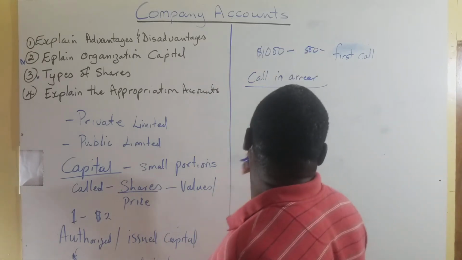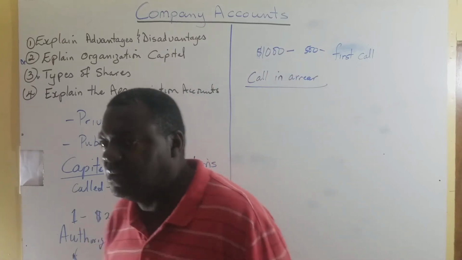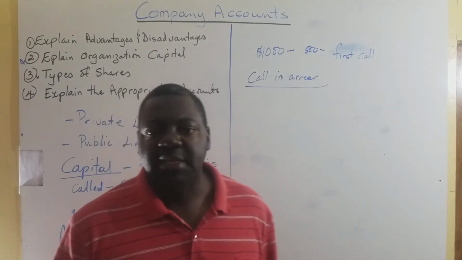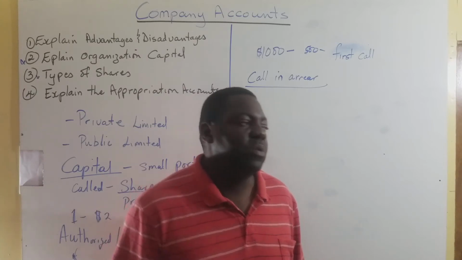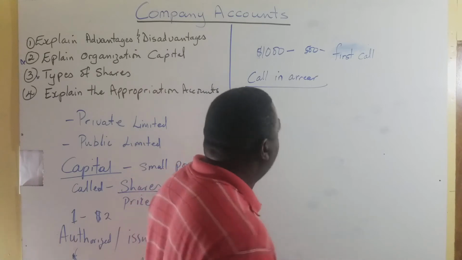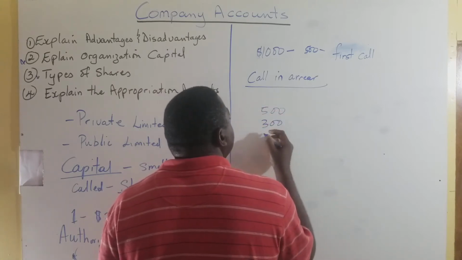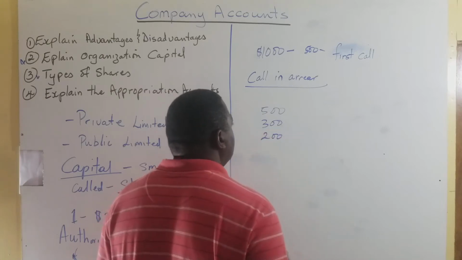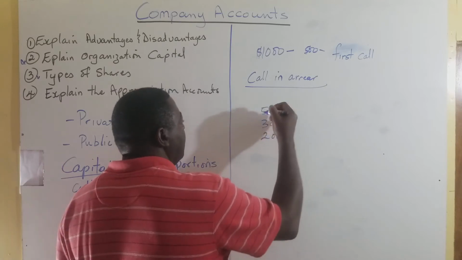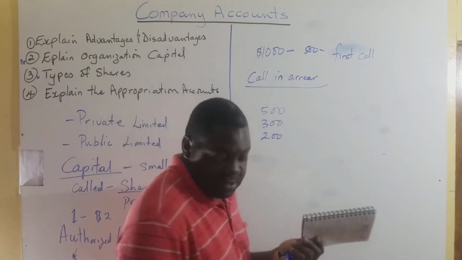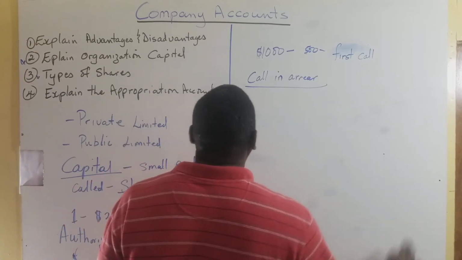So these are some concepts: first call, and call in arrears, etc. Second call is when they have scheduled how they want the money from you. They could say, all right, our first call is going to be $500, second call is going to be $300, and our third call is going to be $200. So each time they call on you to pay, you would pay based on that. Okay? All right. Just wanted to share that information so at least you are aware.